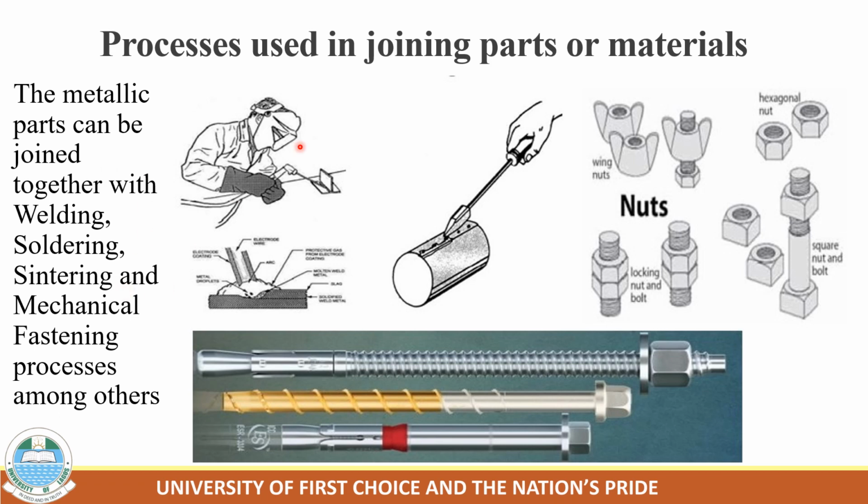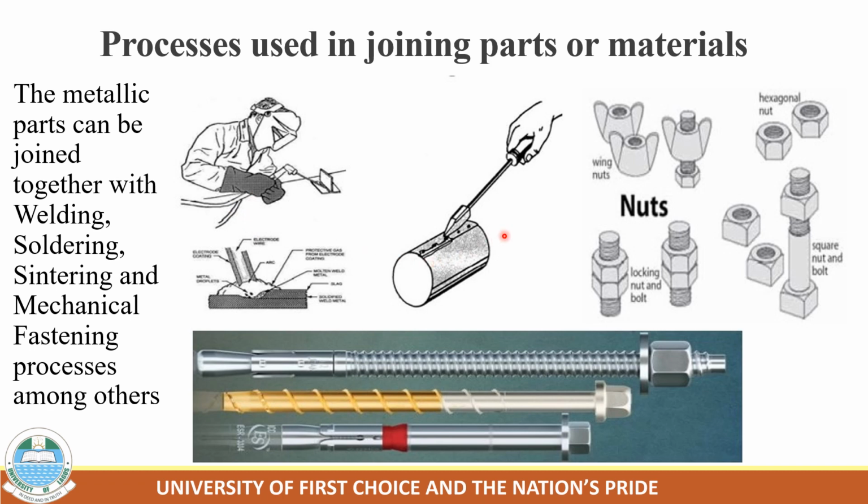So when your materials are in parts and you want to join them together into a single component or single object, all the processes that you use to join them together are processes used in metalworking. Number one of it is welding. You can see this gentleman is carrying out welding. This one is oxyacetylene welding, gas welding, which is carried out to join metals together. When we get to the welding operation, you will know the different types of welding. We'll talk about it extensively.